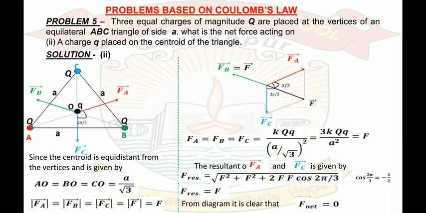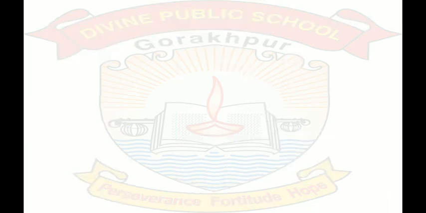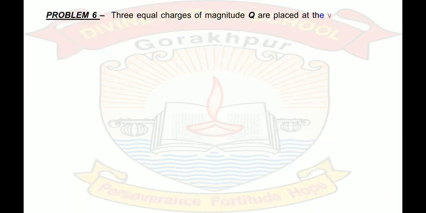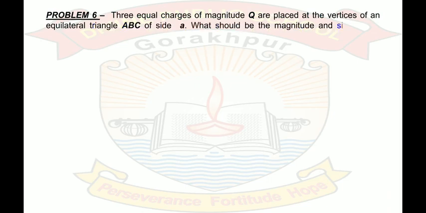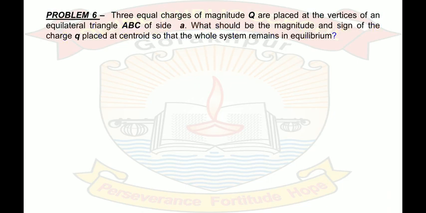Next question we are going to have: 3 equal charges of magnitude plus q are placed at the vertices of an equilateral triangle ABC of side a. Till here the question sounds the same, but here is the twist. What should be the magnitude and the sign of the charge q placed at the centroid so that the whole system remains in equilibrium? We have to find the value of q so that the whole system remains in equilibrium. In this question, I'm going to use a result of the previous question. In the previous question, we have already done this kind of question, so I am going to use the result of that question. Let us solve it.